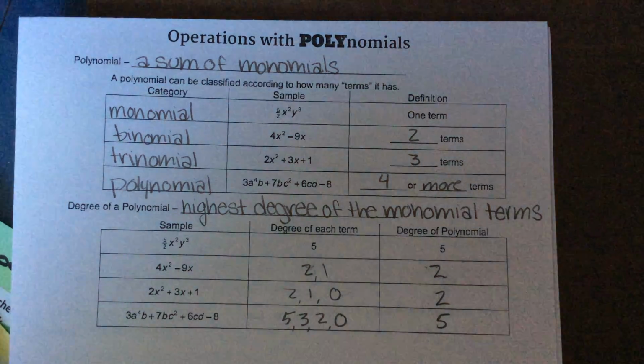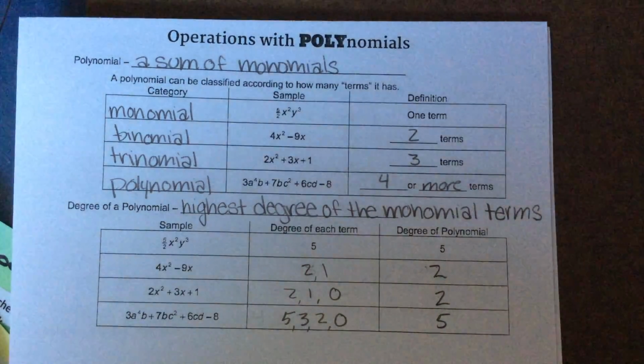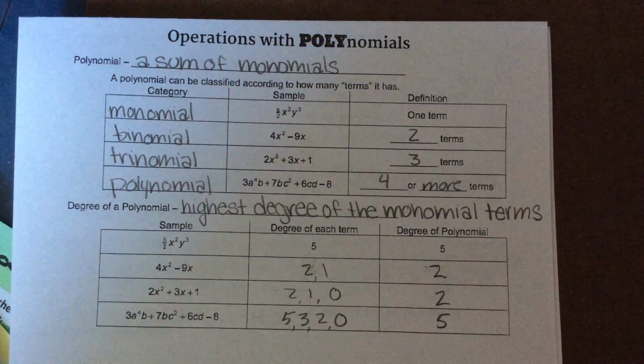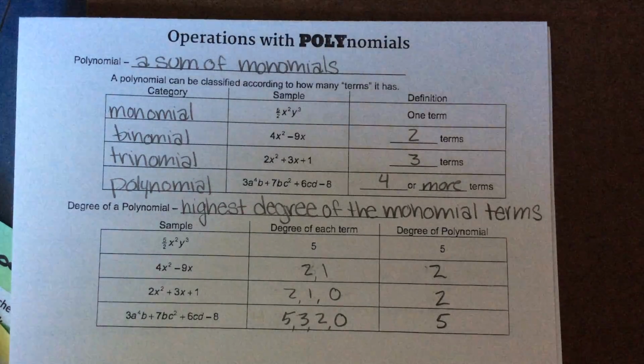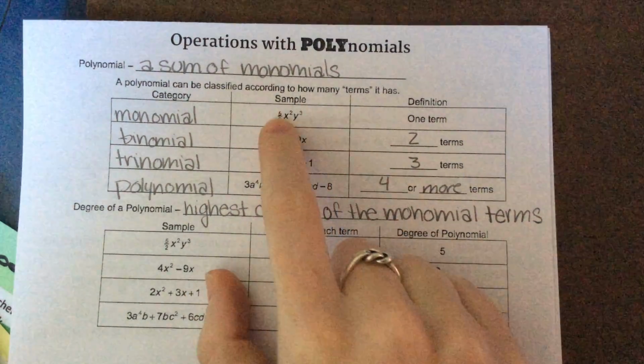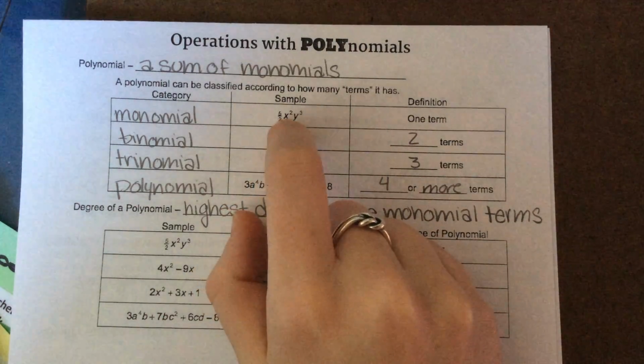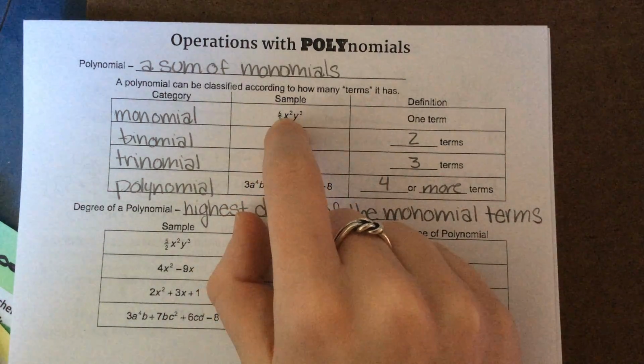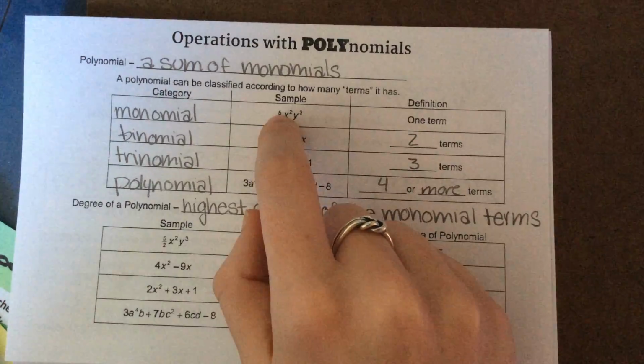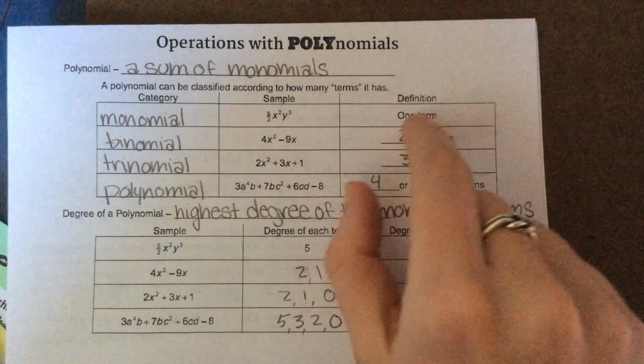Okay, I'm going to walk you through these operations with polynomials. A polynomial is a sum of monomials. We talked about monomials yesterday. Monomials are just single terms that are products of variables and numbers. There's a monomial, it's only one term.